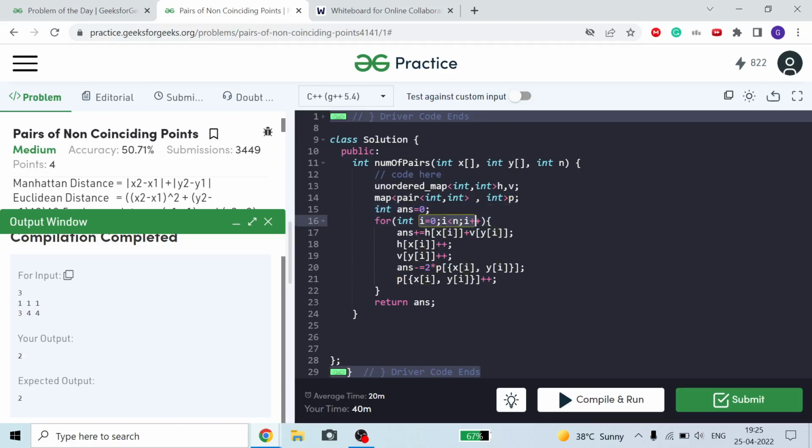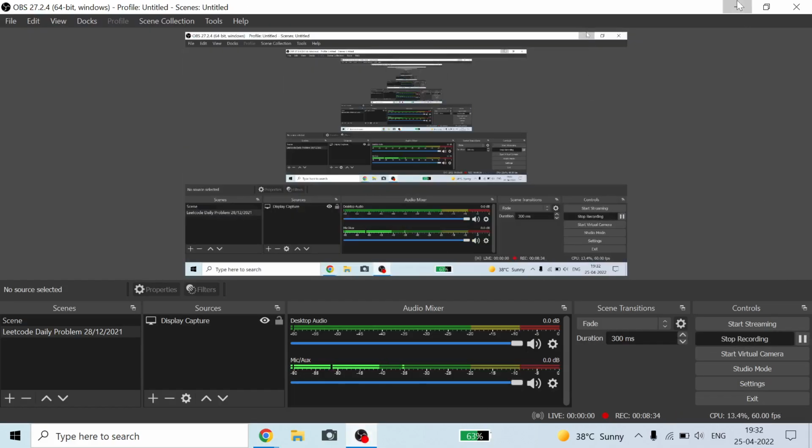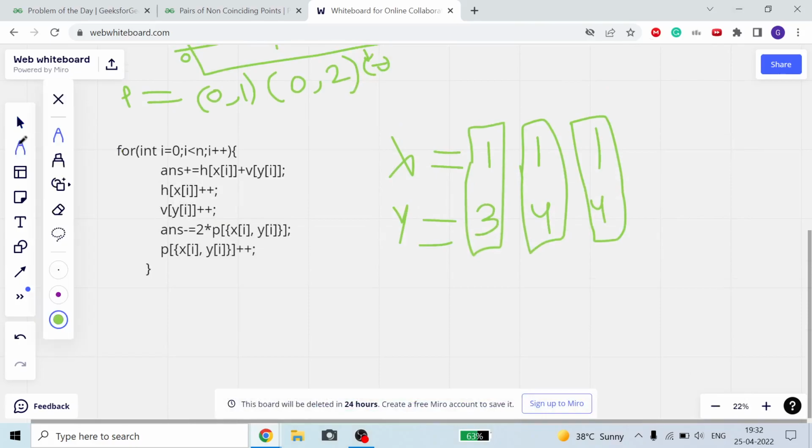Then one by one I will go through all the coordinates. So this is the main functioning I am doing. Okay guys, so this is my code, the whole logic code, and this is my x vector. This is my y vector. This is my first point, this is my second, this is my third. So I am currently at the 0th index. At the 0th index my answer is equal to 0 initially.